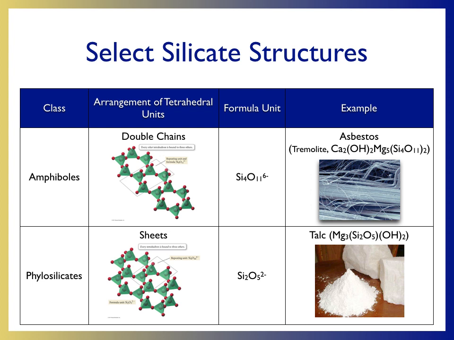You might wonder, what do I need to know from this information? You should know the four types of silicate structures: silicas, orthosilicates, amphiboles, and phyllosilicates, and the main structural components of them. You do not need to know formula units.